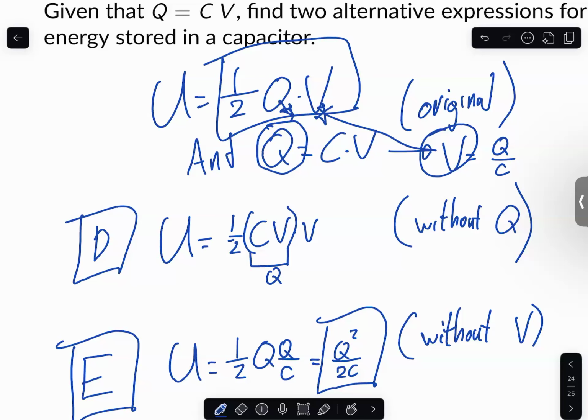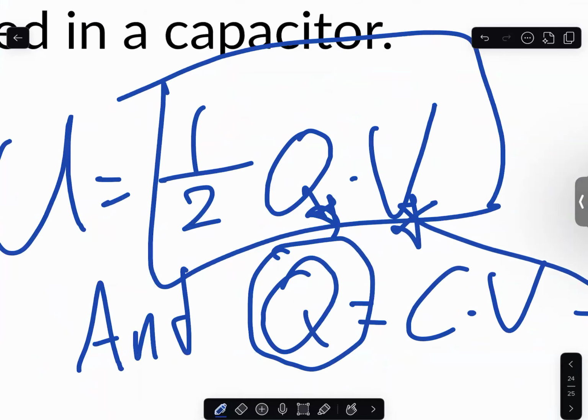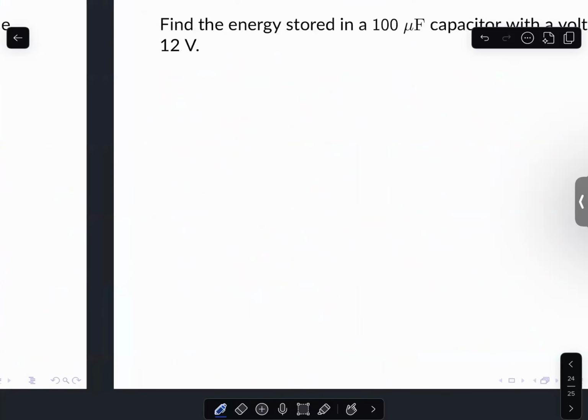When in doubt, you can do this in 2 steps. You can use Q equals CV and U equals half QV separately. If the algebra is wrecking you, then I give you permission to use these 2 equations separately. But if you can apply the algebra in here and substitute in and get the other forms, you could do problems faster in 1 step. That said, let's do a problem. Let's apply this to a practical problem.